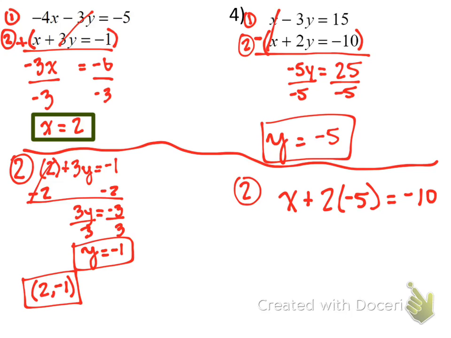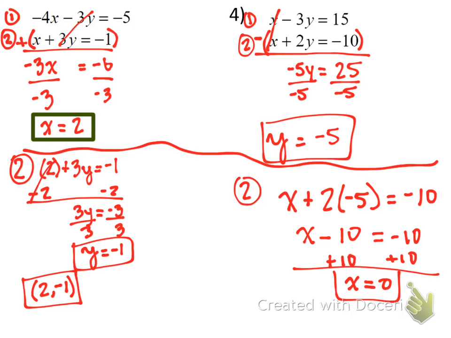Ready, set, go. Okay, so all you have to do here, you substituted negative 5 for y. So we got positive 2 times negative 5 is negative 10. We have x plus negative 10 is equal to negative 10. Add 10 to both sides. We get x is equal to 0. Okay, and then you have to write your ordered pair. Your ordered pair in this case is going to be 0, negative 5.